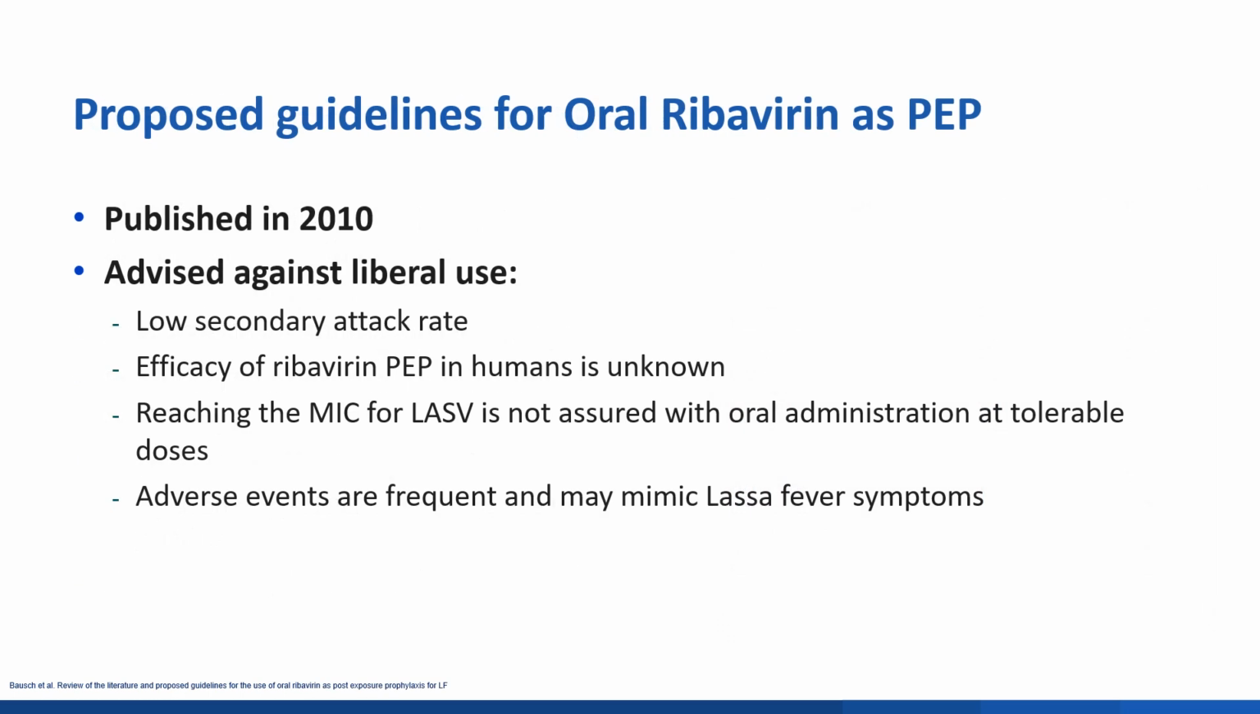In 2010, a review of the literature and proposed guidelines for the use of oral ribavirin as post-exposure prophylaxis for Lassa fever was published. The review advised against the liberal use of ribavirin for PEP due to the following factors: low secondary attack rate for LF, the efficacy of ribavirin PEP in humans is unknown, reaching the minimum inhibitory concentration for Lassa virus is not assured with oral administration of ribavirin at tolerable doses, and adverse events following ribavirin administration are frequent and may mimic LF symptoms.